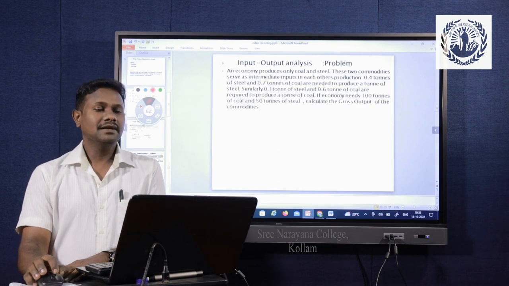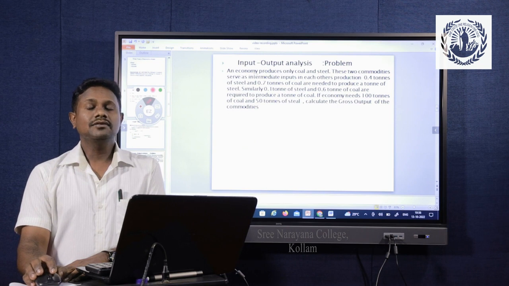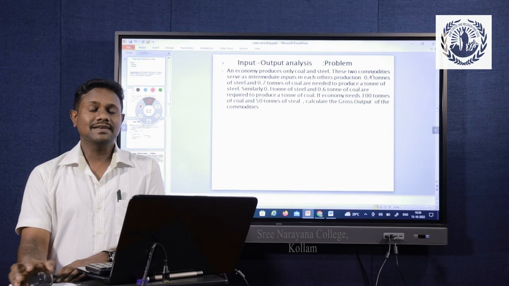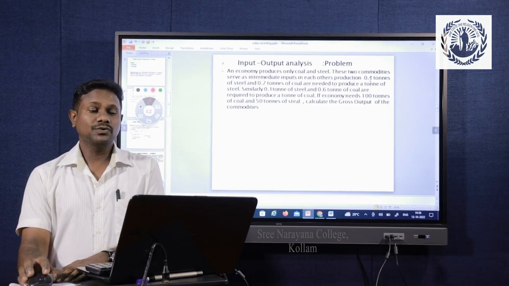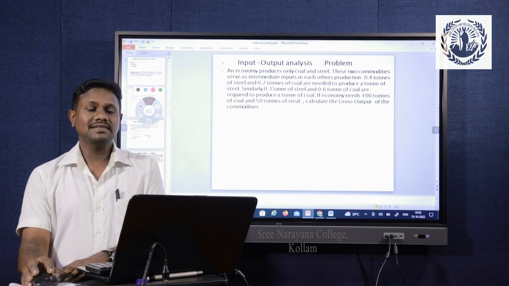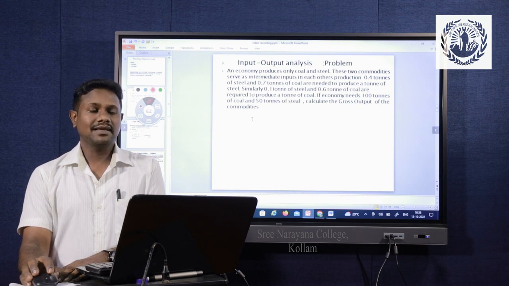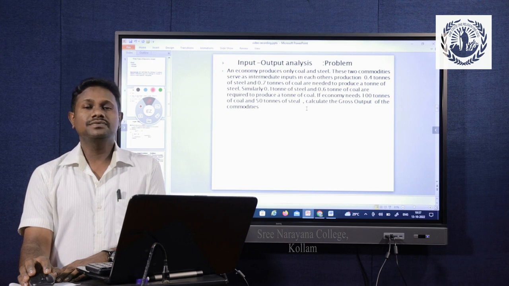This is a problem. An economy produces only coal and steel. These two commodities serve as intermediate inputs in each other's production. 0.4 tons of steel and 0.7 tons of coal are needed to produce a ton of steel. Similarly, 0.1 ton of steel and 0.6 ton of coal are required to produce a ton of coal. If the economy needs 100 tons of coal and 50 tons of steel, calculate the gross output of the commodities.